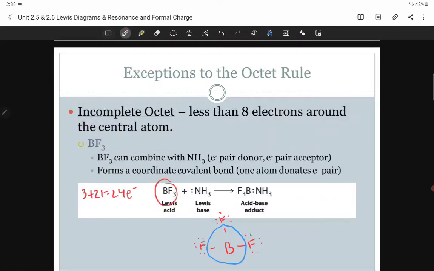That's how it is. So BF3 is going to search out something that it can share 2 more electrons with. Ammonia happens to be a terrific one. Here's ammonia.